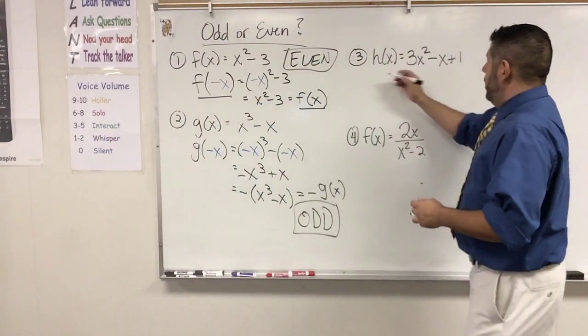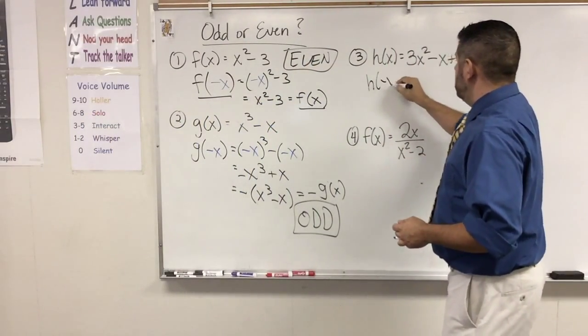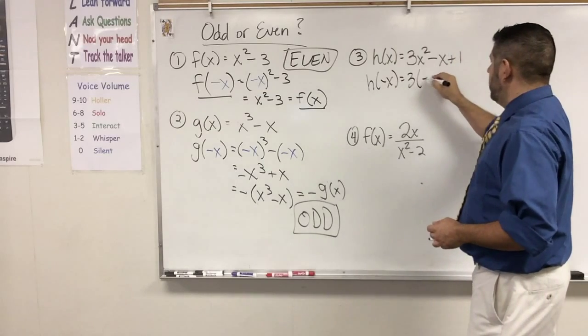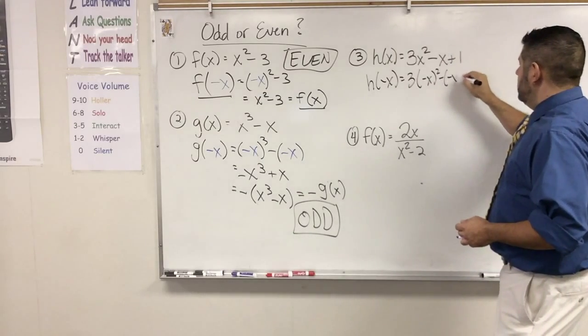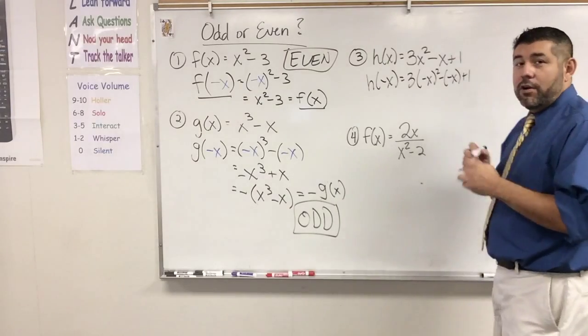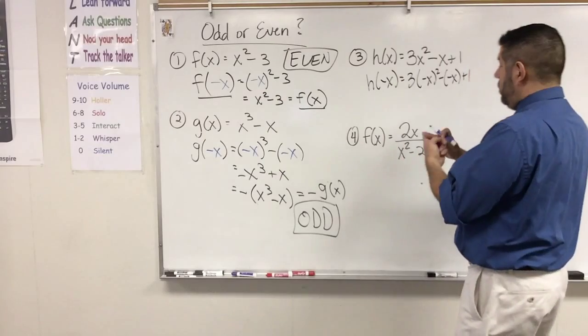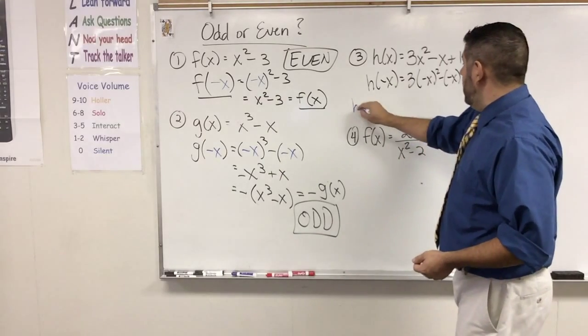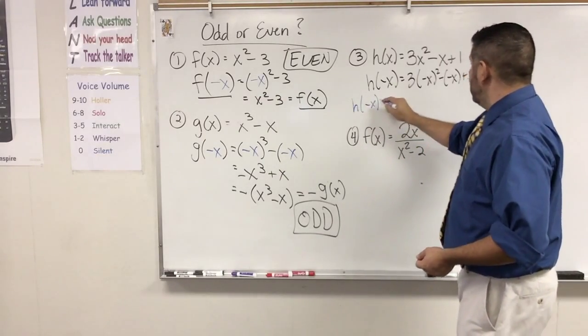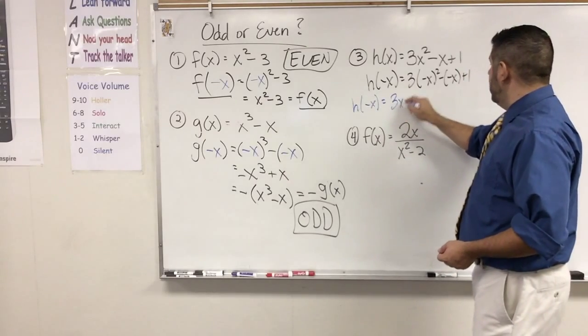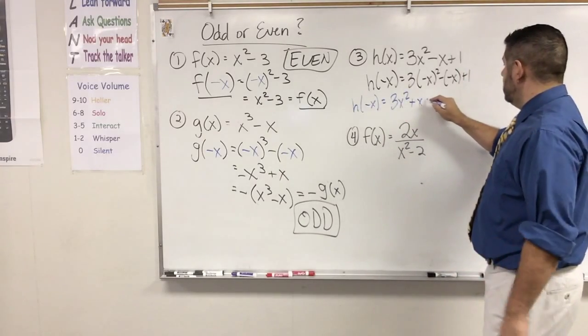So, we're going to do the same thing. So, let's go ahead and plug in negative x. I'm not going to use a different color because I think you guys can figure it out with the black. Okay, so then we're going to get h of negative x is positive 3x squared plus x plus 1.